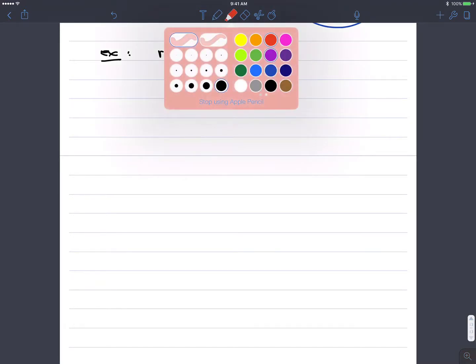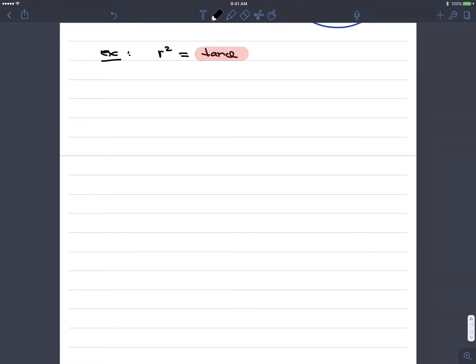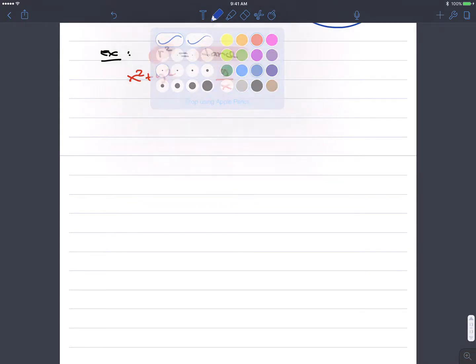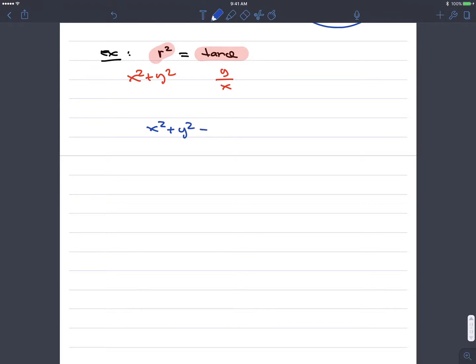Okay, let's give you guys another question here. What if they gave us r squared is tangent theta? We have to convert from polar to rectangular. So, can you tell me what I replace tangent theta with? Y over x? And what do I replace r squared with? X squared plus y squared? What do I get? X squared plus y squared becomes y over x.